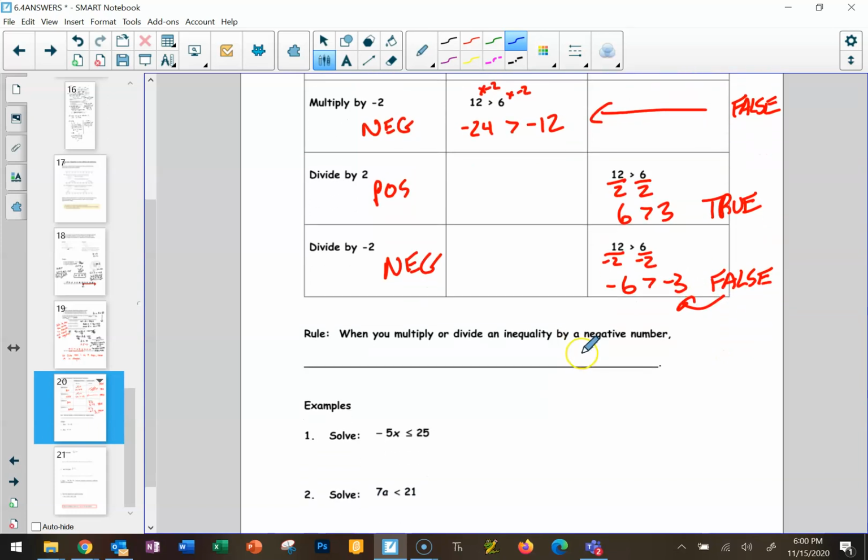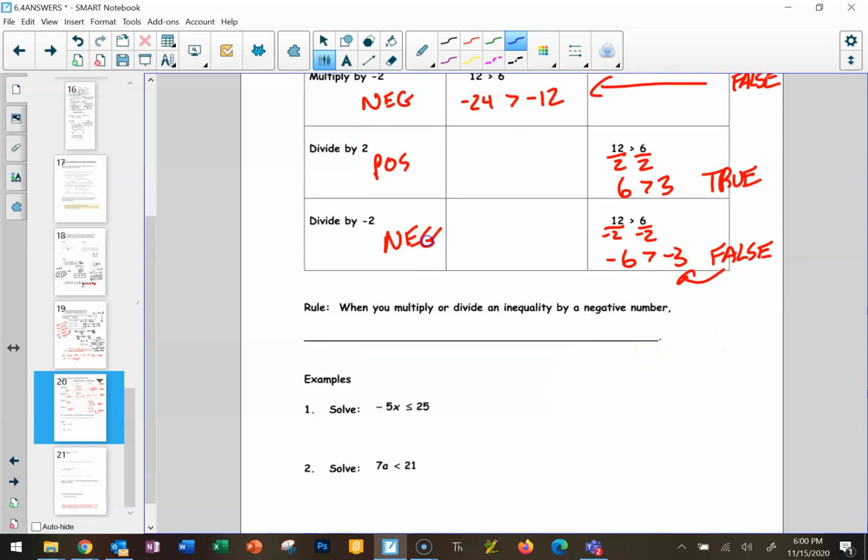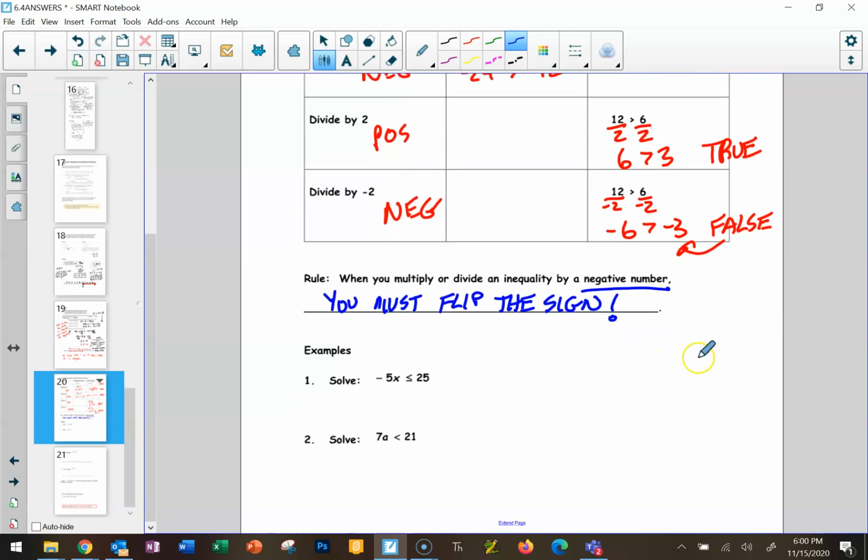So that's why we had to make up that one rule, and that is when you multiply or divide an inequality by a negative number, you must flip the sign. And when I say sign, I mean the less than or equal to, greater than or equal to, less than, and greater than. Those are the things that need to flip.